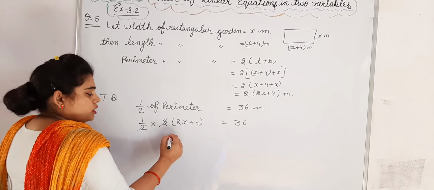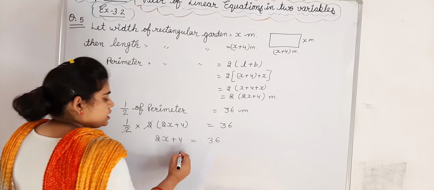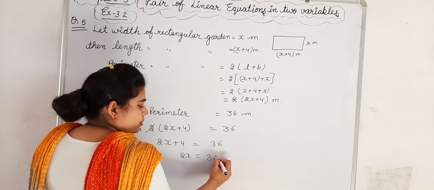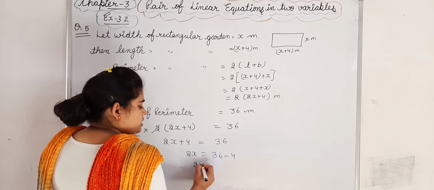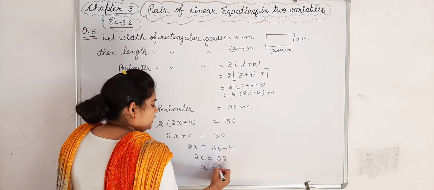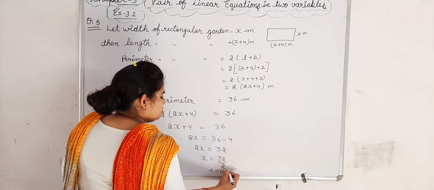2 cancel out. 2x plus 4 is left is equal to 36. 2x will equal to 36, this plus 4 will become minus 4. 2x is equal to 32. X is equal to 32 divided by 2. X is equal to 16 meter.